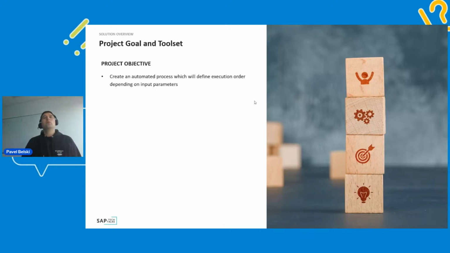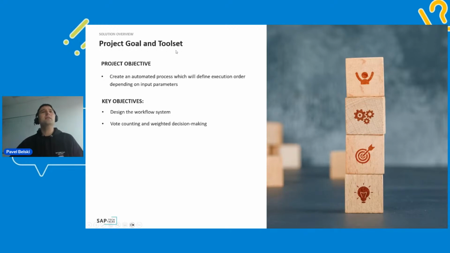The main goal was to build a solution to automate workflow decision making for our customer. It was an HCM SuccessFactors solution. To build the solution, there were 5 objectives. The first one, building these workflow systems. The second one, we need to count votes, and it's also very important that some votes weigh more than others.